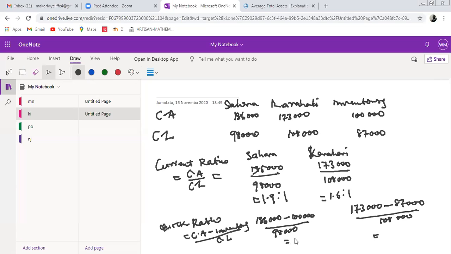What do you get? 0.9. The other one? 0.8. That is 0.79. Just one.